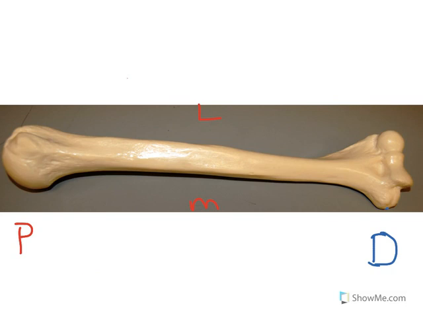I want to begin by showing you guys the structure known as the head. The head is this rounded cap here. And the head has a structure that comes up underneath it that divides it, and that's your anatomical neck. The anatomical neck.